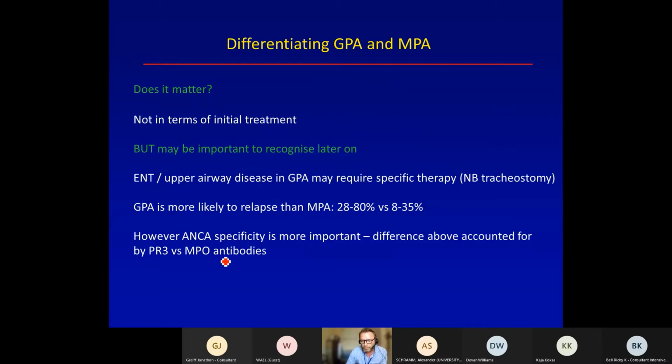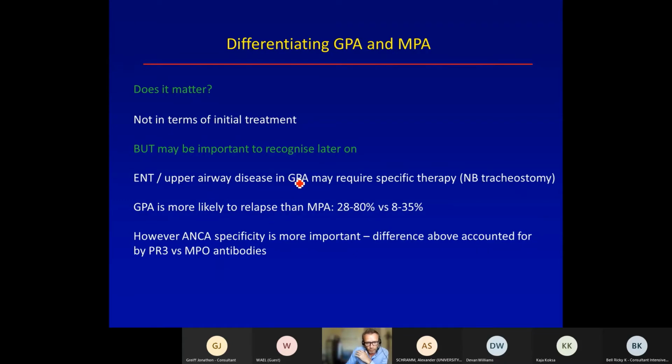Later on, when you're coming to maintenance treatment, there are some differences that are important. So, for instance, GPA is much more likely to relapse than MPA. The relapse risk from GPA is up to 80% compared to up to 35% for MPA. So you're much more likely to consider withdrawal of immunosuppression in patients with MPA rather than GPA.